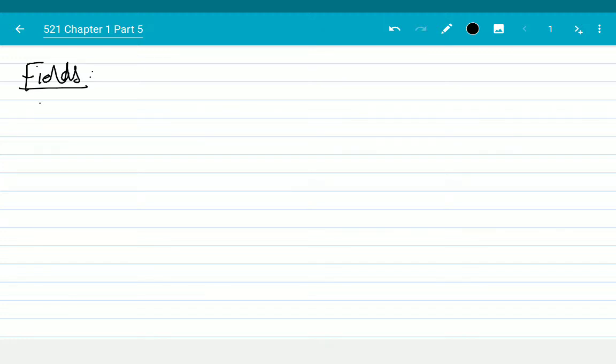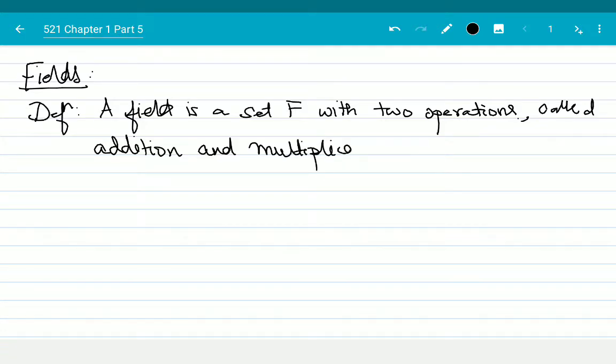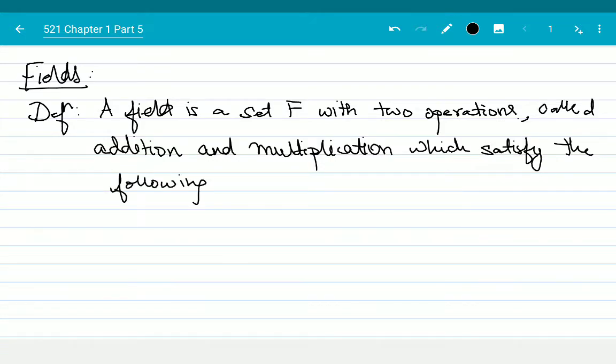Okay, fields. Definition. A field is a set F with two operations on it, which we generally call addition and multiplication, and which satisfy the following axioms, the field axioms.